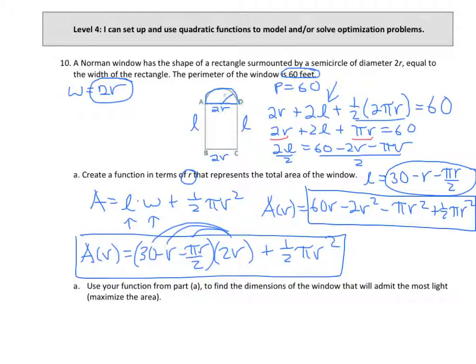So this should say part B. Now we have to do the level 4 part of this, where we optimize the function. We're going to plug it in the calculator, and when you plug it in your calculator, go to y equals and use x's instead of r's, and play around with the window until you can see the graph. It should look like an upside down parabola.